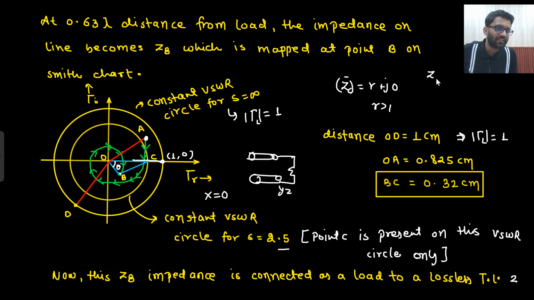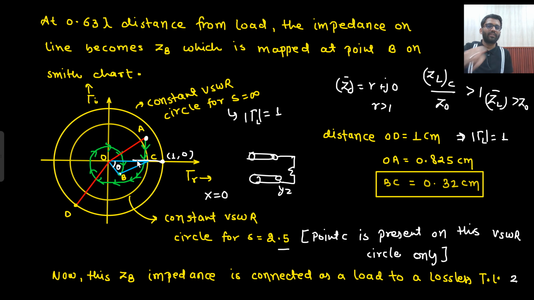And what is your normalized impedance? Normalized impedance is the load impedance divided by Z0. So that is greater than 1. That means my load is certainly greater than Z0. And if it is greater than Z0, certainly you will get Vmax. So this is the other explanation.